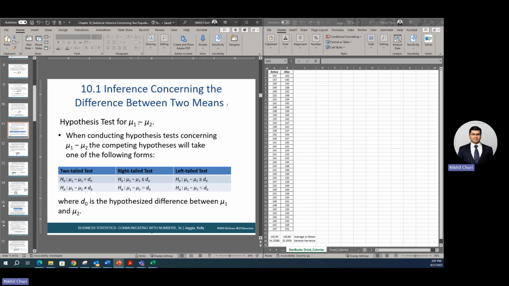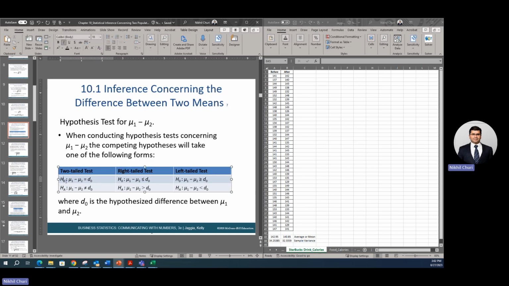So, a hypothesis test for mu1 minus mu2: when conducting a hypothesis test concerning the difference between the two population means mu1 and mu2, the competing hypotheses will take one of the following three forms. If you still remember what a two-tail test is, and one-tail tests, which are either right tail or left tail, everything is about one of these three tests. The two-tail test is denoted by H0, your null hypothesis, mu1 minus mu2 equals some difference d0, and by default you have the contradicting hypothesis HA.